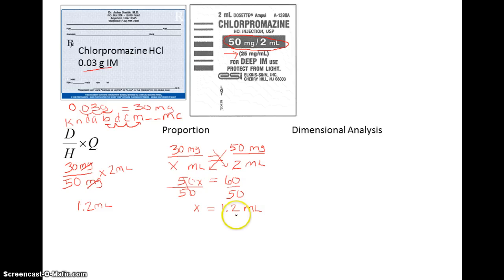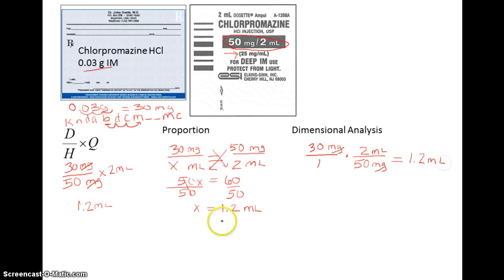The final strategy is to use dimensional analysis. In the dimensional analysis strategy, we start with the doctor's order of 30 milligrams. Put that over a placeholder of 1. We need the milligrams to cancel, so we put the 50 milligrams from the label in the denominator, and we put the 2 milliliters in the numerator, and we cancel the milligrams, and again we get an answer of 1.2 milliliters.